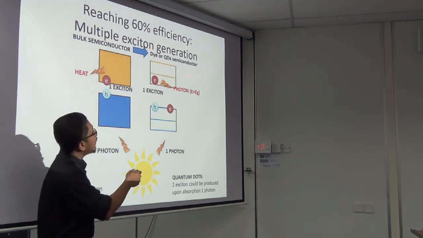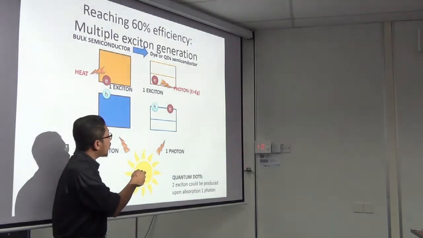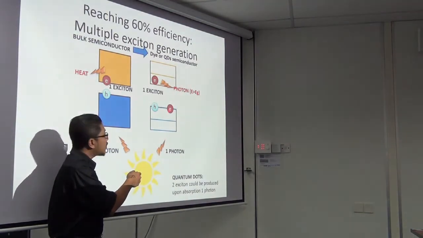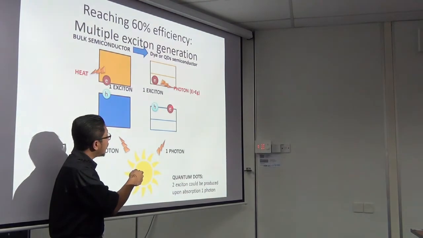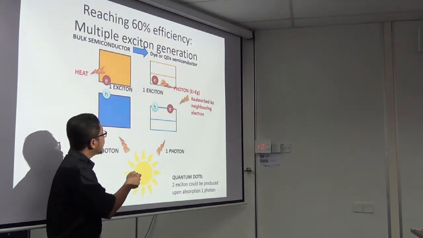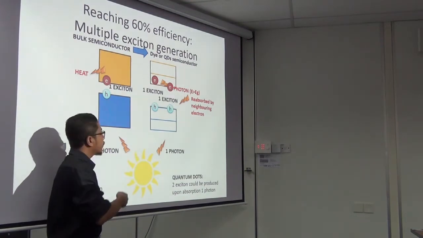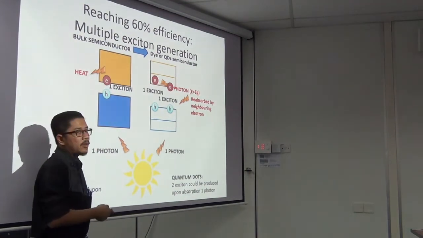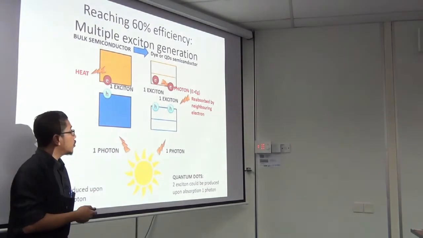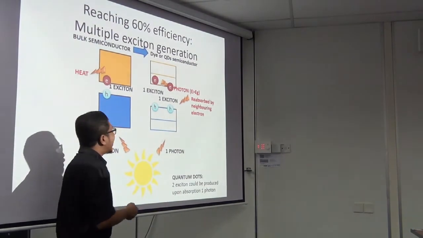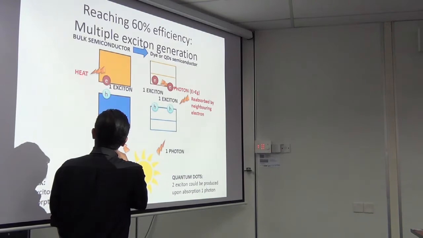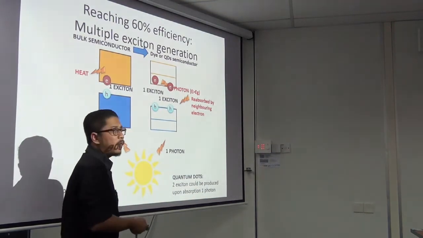photon could be reabsorbed by the neighboring electron. This photon will be reabsorbed by the neighboring electron, and this electron will be excited up to this level. Now, how many excitons do we produce? Two.